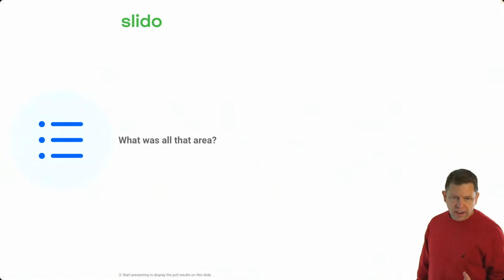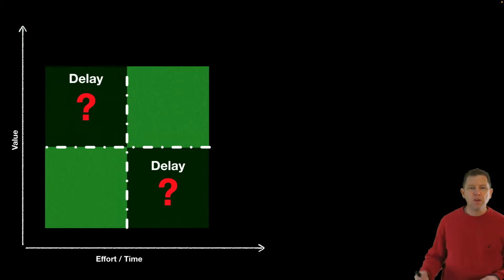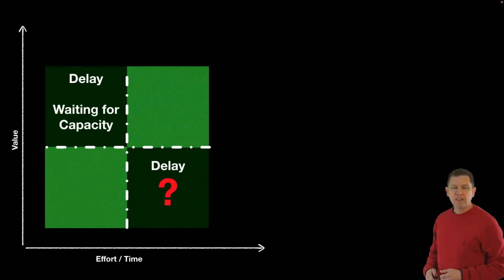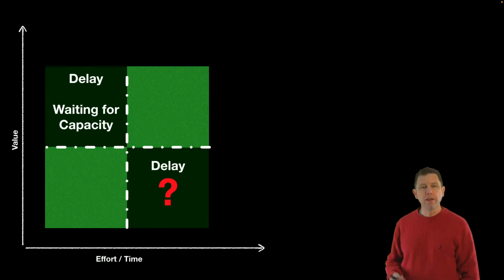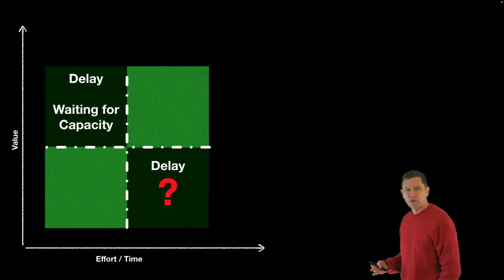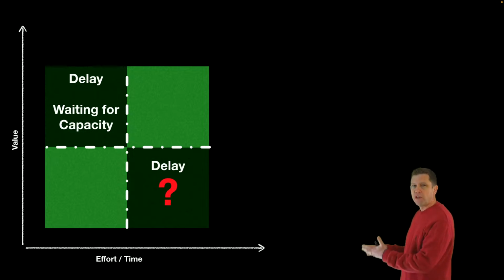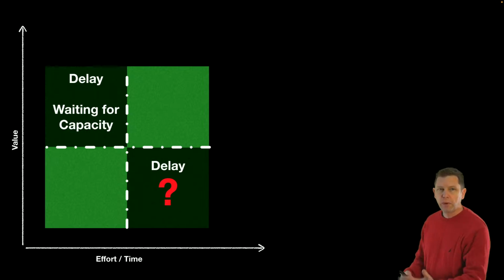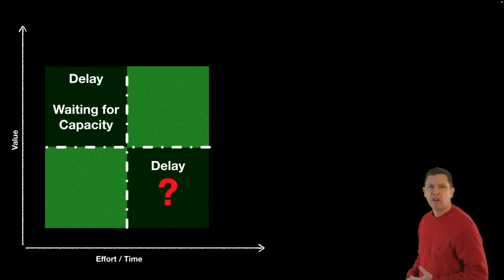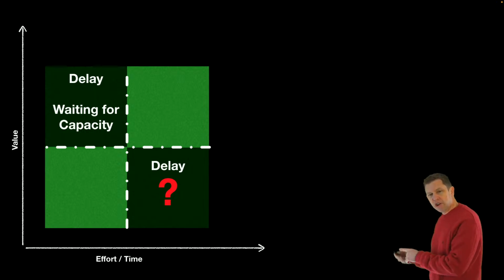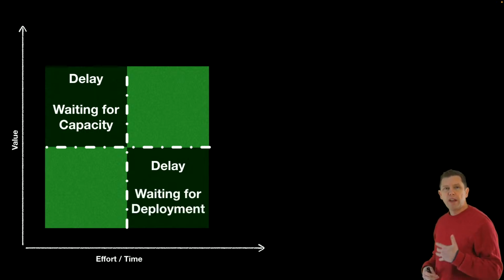So what was all that area? Oh, well, we just talked about it there. I'm going to suggest that most of the time this is delay. And this delay right here is waiting for capacity, right? We're working on the first part of the story, which means we don't have capacity to work on the second part of the story. So we're waiting till we have capacity to work on the next thing. Or maybe waiting because it's a dependency or something like that. And then this other area that we were able to remove is waiting to deploy it.